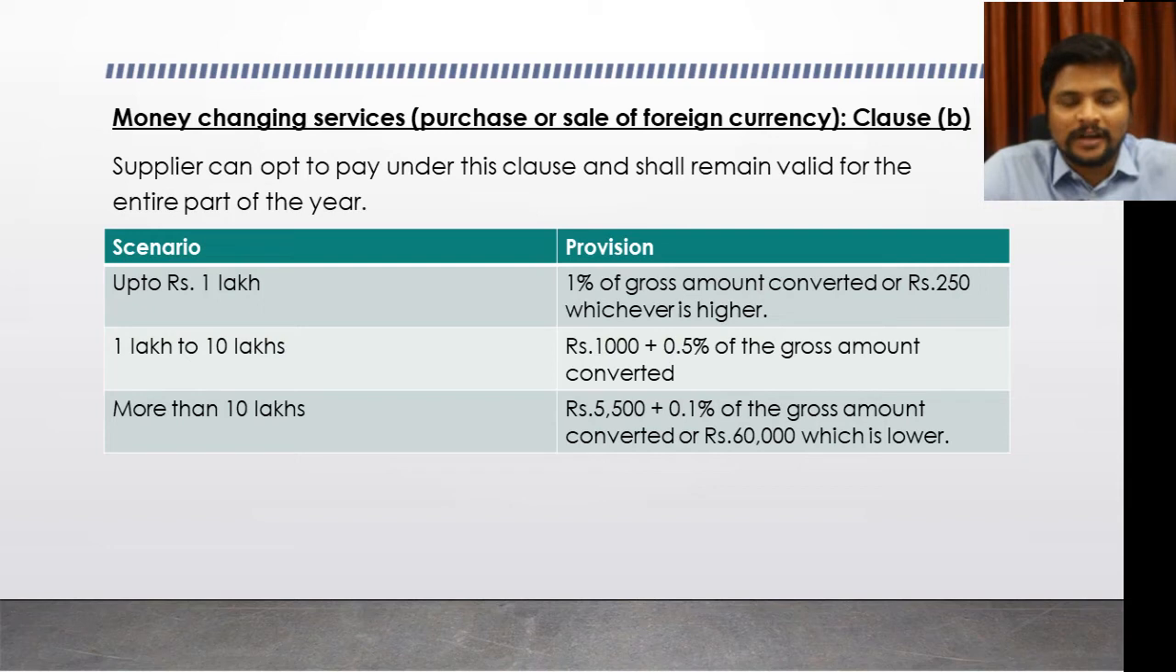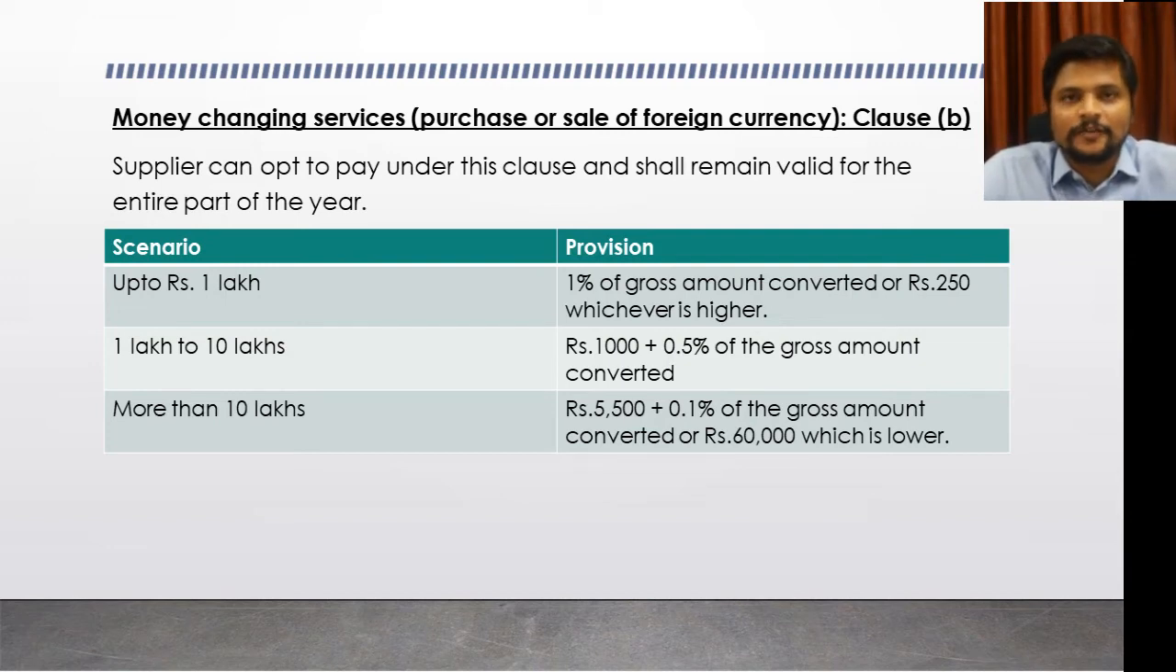Up to rupees 1 lakh, for example, your transaction is only 10,000 rupees. 1% of 10,000 rupees will become 100 rupees. But it says 100 rupees or 250 rupees, whichever is higher. It means the value for this 10,000 rupees transaction will be 250 rupees. 1% or 250, whichever is higher. That is the first scenario. Second scenario, 1 lakh to 10 lakhs.